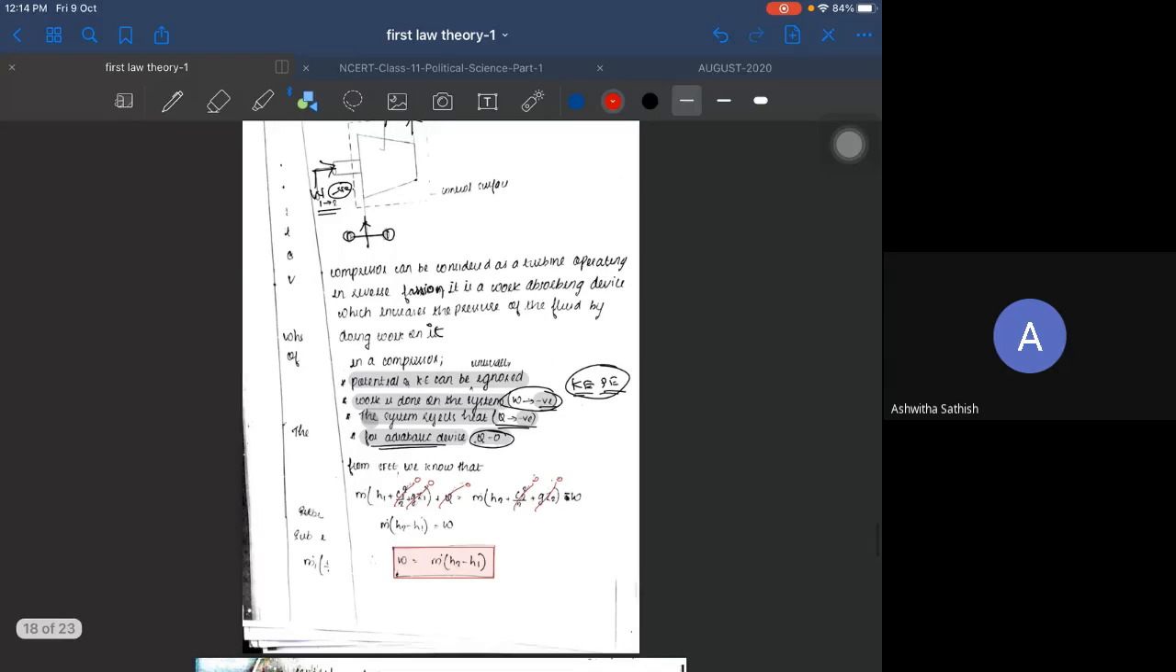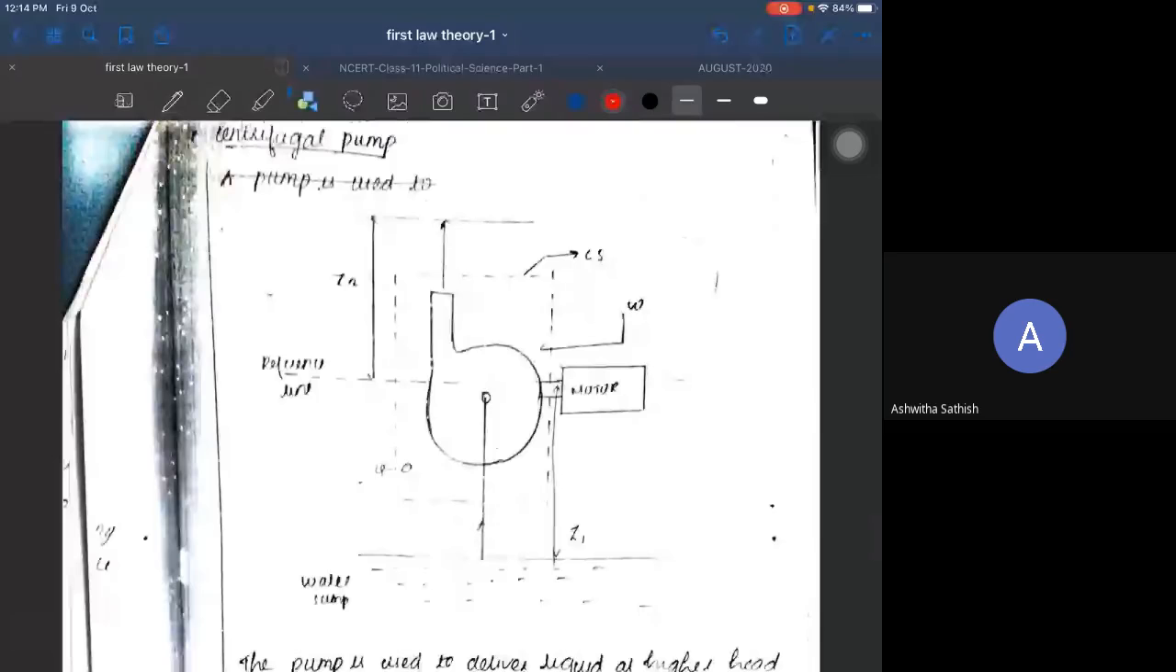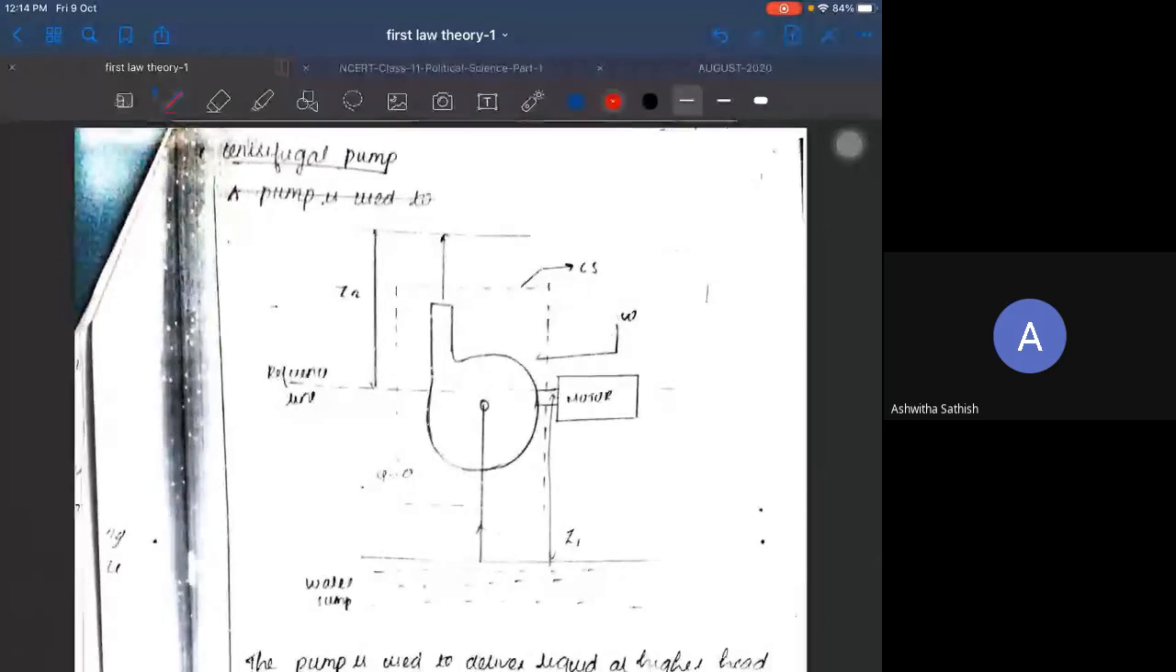Next is your centrifugal pump. In the centrifugal pump, what happens? There would be a water level from which you will lift up, and water is sucked in through the suction pipe, compressed, and reaches the higher level. So this is the delivery head. I can just write it as Z2.